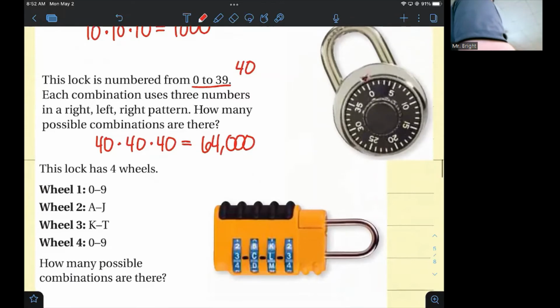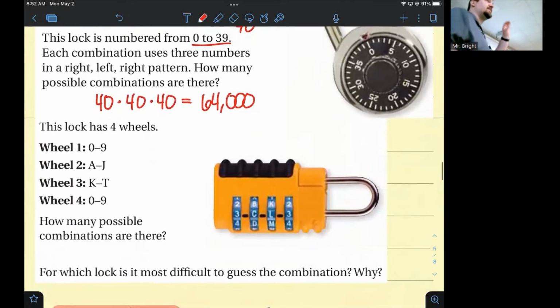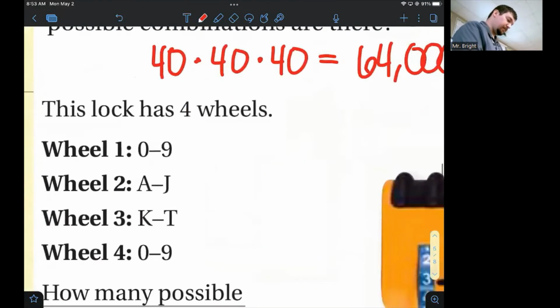Then we've got lock number 3, which has 4 wheels. So 4 numbers to multiply. How many numbers are there from 0 to 9? How many letters are there from A to J? 10. K through T. L, M, N, O, P, Q, R, S, T. Another 10. And then 0 through 9 again.